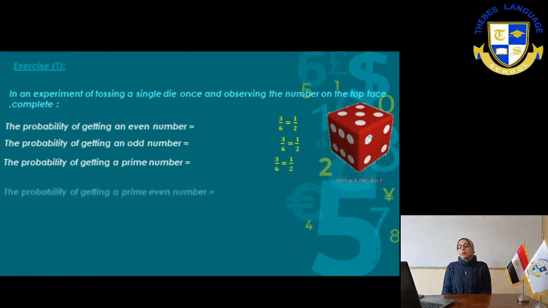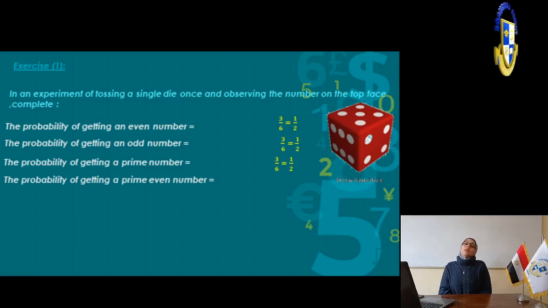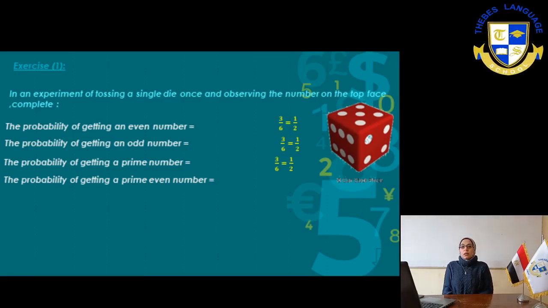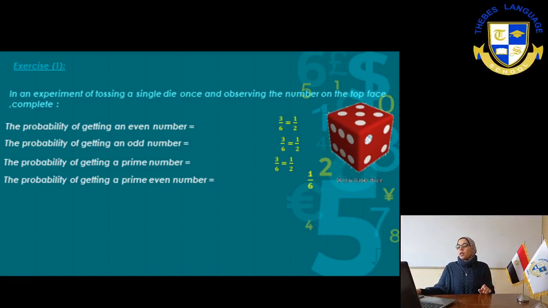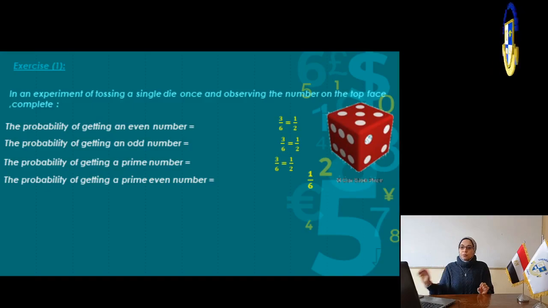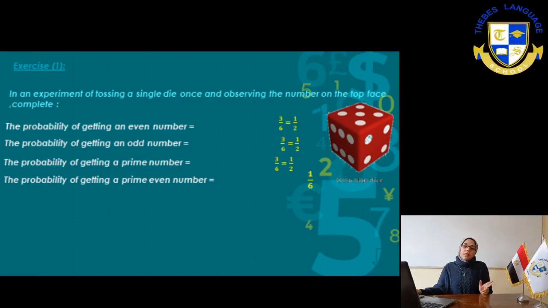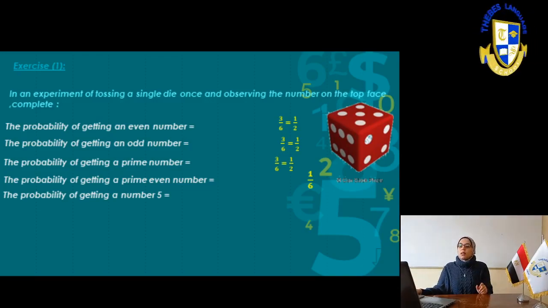The probability of getting a prime even number. We know that the only even number in the primes is 2. So we have just one even prime. So it will be 1 over 6. And this even prime is the number 2. Okay, and we can't simplify it any more than that. The probability of getting a number 5.